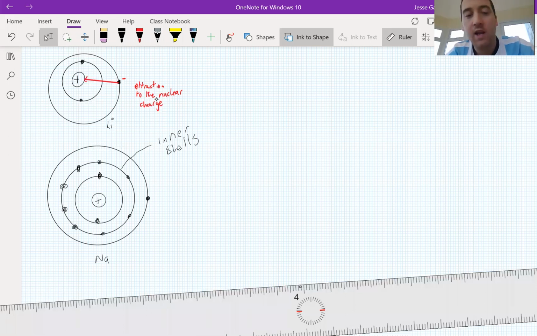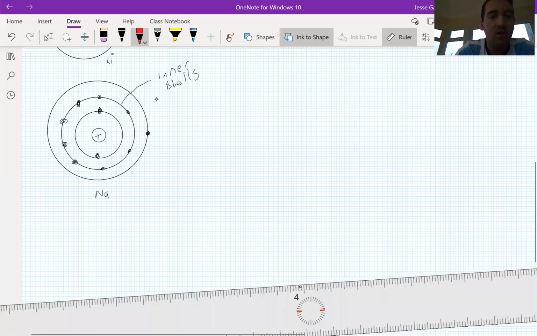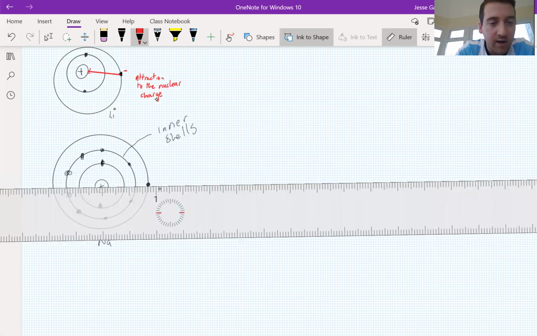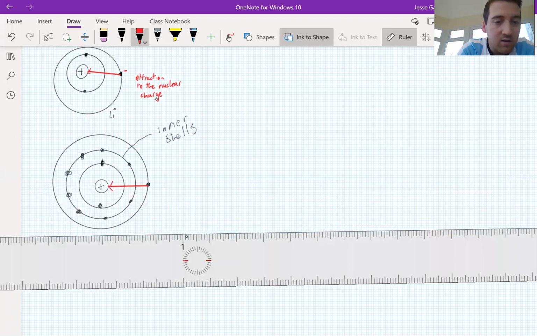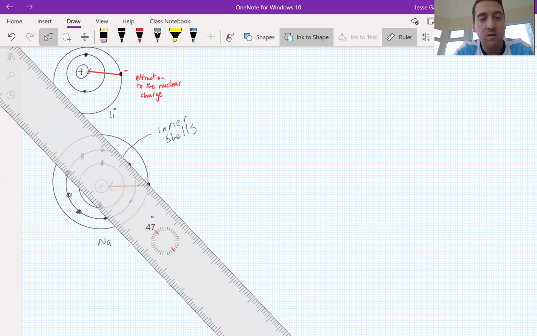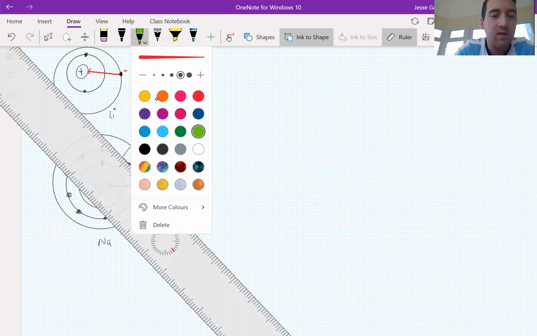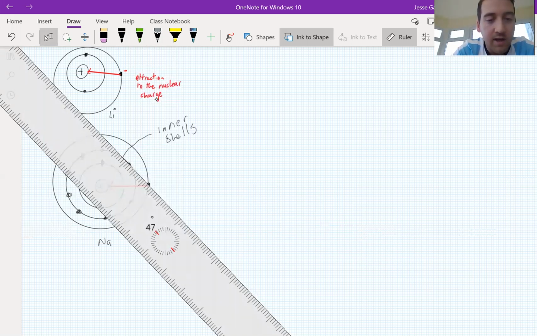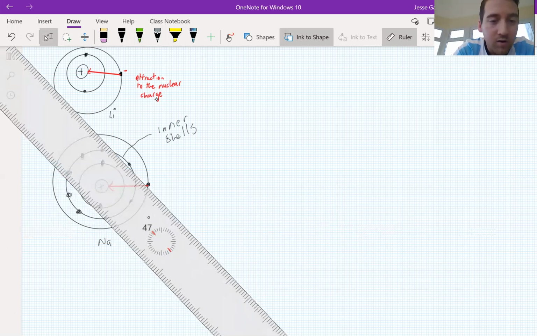So when you have the outer electron in a higher energy level, there are more electrons in inner shells. And these electrons basically repel the outer electron. So just like before, the electron in the outer shell is still attracted to the nucleus. So it's still an attraction to the nuclear charge, but they are also repelled by electrons in the inner shells. So I'm going to draw this in green. So they also repel the electrons in the inner shell, like this.